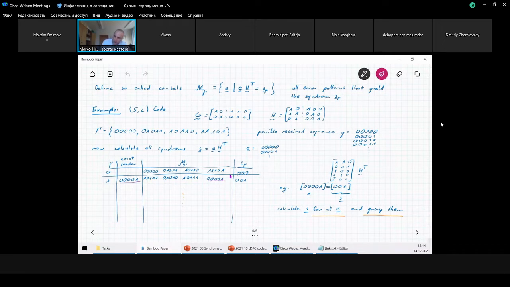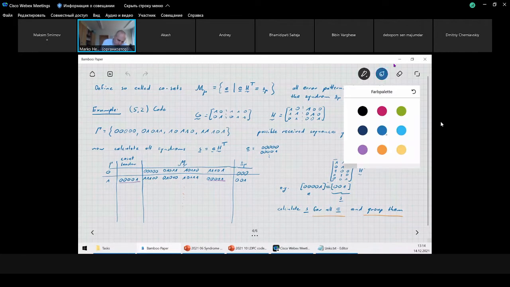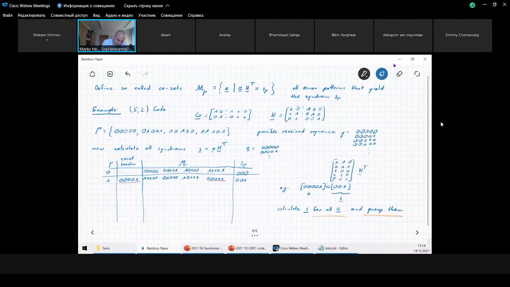And we basically would do this for all other syndromes. But we will talk about this today again. But first, it's important to understand what this coset means. The coset, again, is the set of error patterns which will result in the same syndrome.